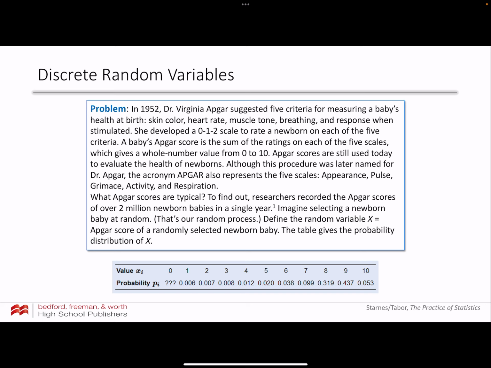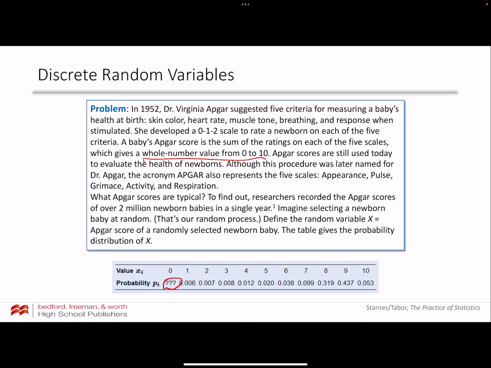Okay, so our process is to select a newborn baby at random. So the important part is that we're picking one at random. So it's a random process. And the APGAR score is a numerical value, right? It says a whole number value between 0 to 10. So this is a random variable, a random numerical outcome. So define the random variable X to be the APGAR score of a randomly selected newborn baby. And this is the probability distribution of X. You can probably already see where this is going.